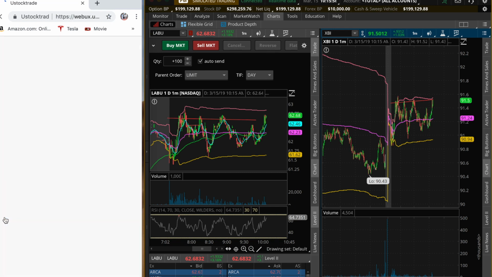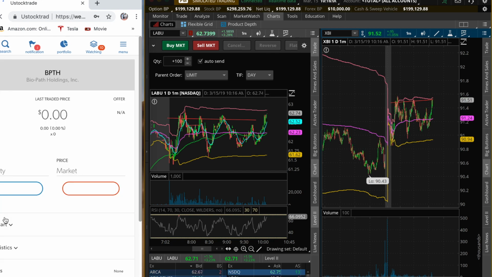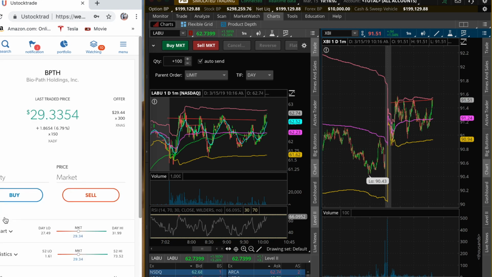There's also the app version of Ustock, and I've heard horrible reviews about the app version, so if I were you, I'd recommend using the regular web version. Now you can see, if I were to take a position, I can go here and just buy, sell, all that good stuff. So Ustocktrade, I recommend it as a broker. I'm going to be using it. I've been using it for the past couple of days. No problems getting fills, no problems exiting. So far, it's been phenomenal.